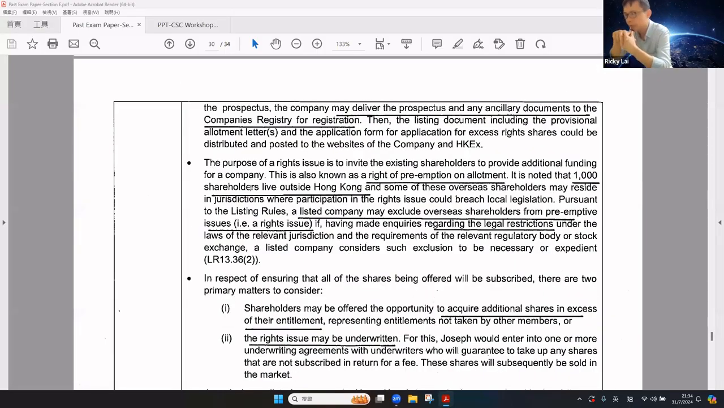The purpose of the rights issue is to invite the existing shareholders to provide additional funding. This is also known as the right of pre-emption on allotment. Since some shareholders live outside Hong Kong, some of the overseas shareholders may reside in jurisdictions where participation in the rights issue could require local registration. The listed company may exclude overseas shareholders from the pre-emptive issue, that is, the rights issue, having made inquiry regarding the legal restrictions under the law of the relevant jurisdiction and the requirements of the relevant stock exchange, if the listed company considers the exclusion to be necessary or expedient.